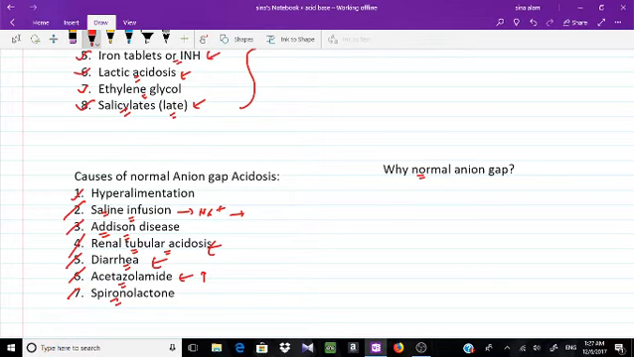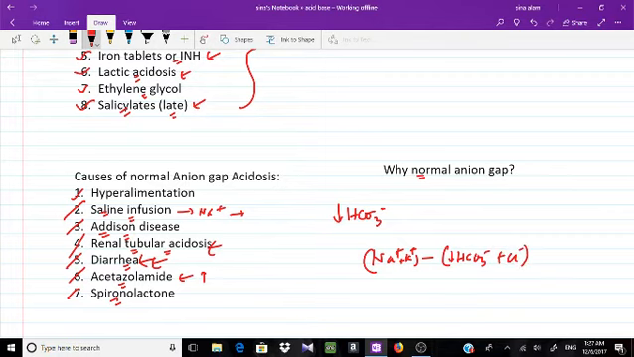But why normal anion gap? That's the thing. Take this example, diarrhea. I think this is your favorite, right? When diarrhea happens, there is loss of bicarbonate, and you can guess that here is the sodium and here is the potassium, and this gap we calculated, here is the bicarbonate and here is the chloride. So this bicarbonate is going down. But you may ask me, okay, when the bicarbonate goes down, the gap should increase, right? Now there is less bicarbonate, the gap should increase, but it does not.